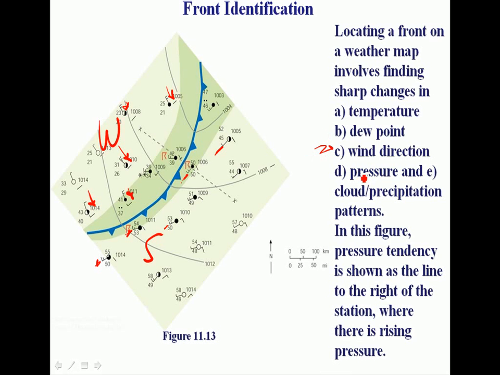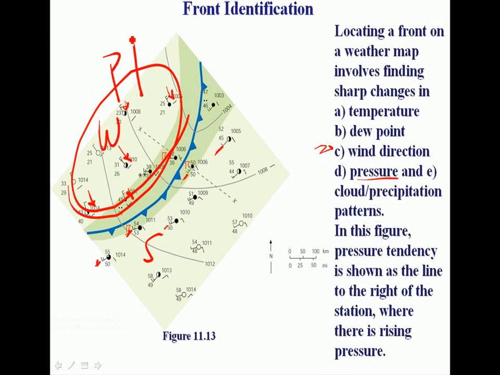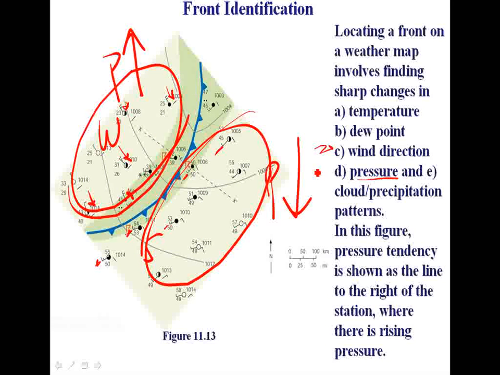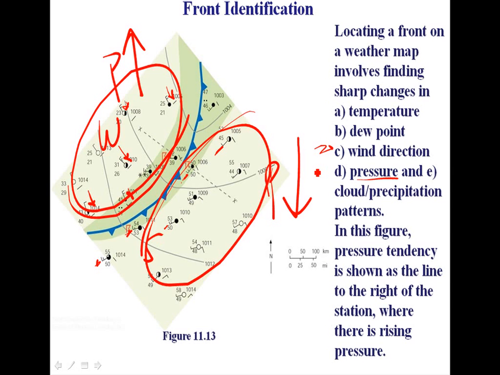We can also look at pressure. Typically behind a cold front, pressure begins to increase. Out ahead of a cold front, pressure begins to decrease. Recall from the module, I believe it was in Chapter 8, when we started talking about pressure and how we could look at barometric pressure to indicate whether fair weather or bad weather or poor weather was moving into an area. We can also look at cloud and precipitation patterns.